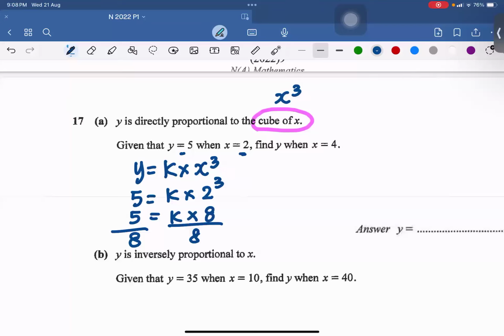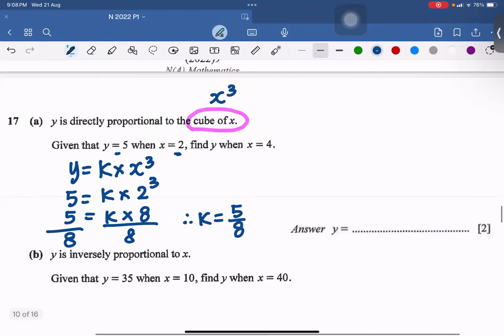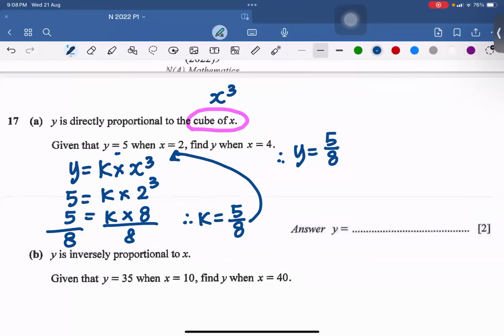Sometimes y'all may make a mistake. I noticed that this fraction is in the simplest form already. So my K equals 5 over 8. But the question never asked me to find the equation. That doesn't mean I don't do my equation, right? I need to plug the K back here. So my equation now is Y equals 5 over 8 x to the power of 3. I try not to use decimals. Find the value of Y when x equals 4. 5 over 8 times 4 cubed. Then calculate the answer.